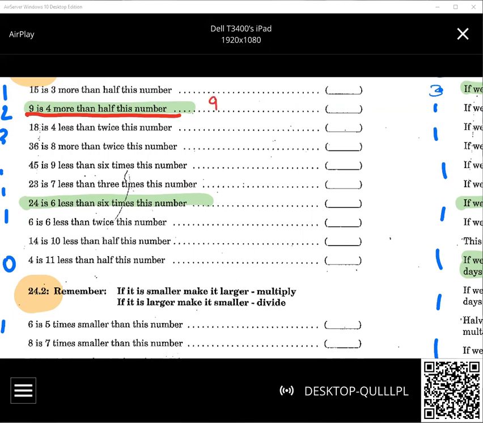9 is 4 more than half this number. So 9 equals x divided by 2 plus 4. Add 4. Yeah. Now, how do you work out the x?